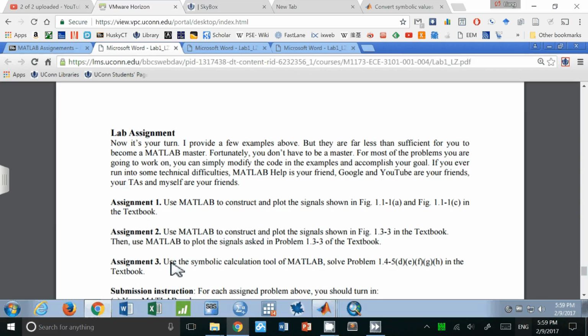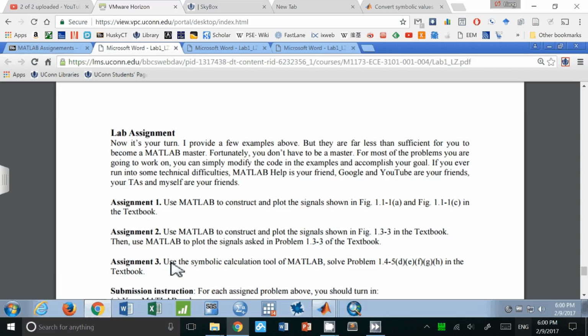Assignment number 1 is to construct and plot the signals, using what you have learned above, and maybe you need to use some clipping or time shift through the Heaviside function and so on. Assignment number 2, you're going to apply some of the time shifting, time scaling, and reversal to the signals you're dealing with in problem 1.3-3. This is the one you have looked at in your homework.